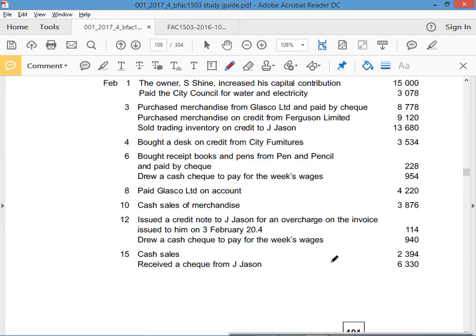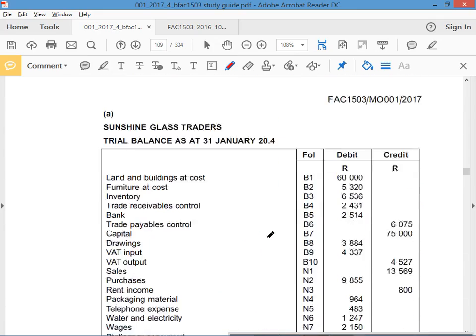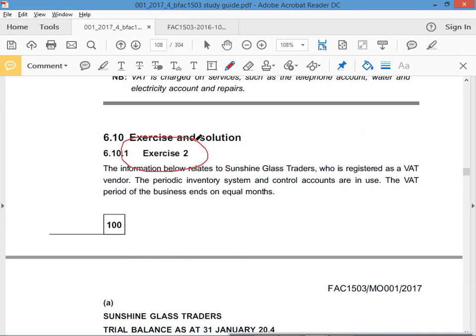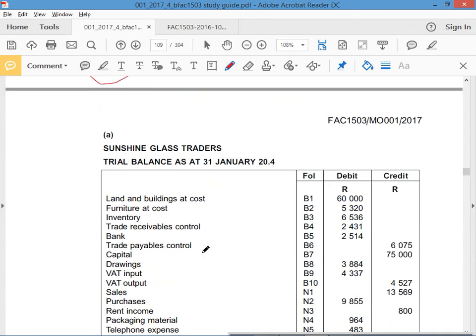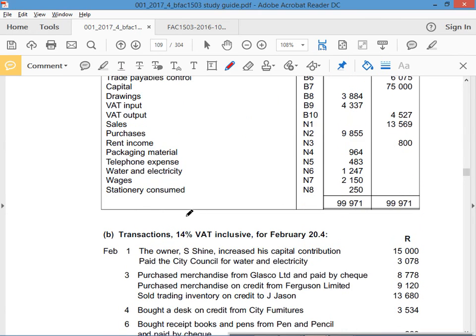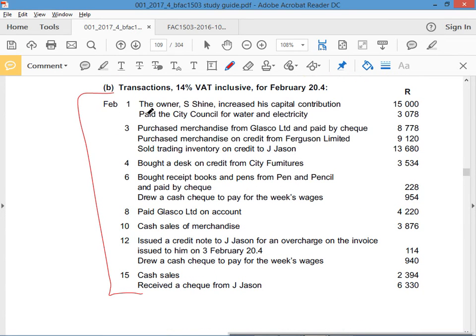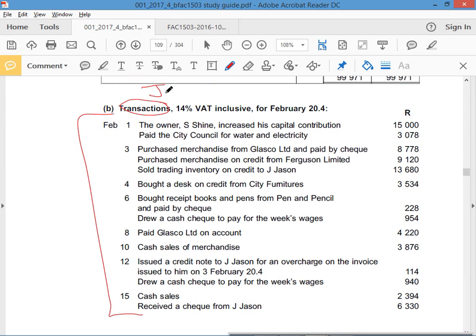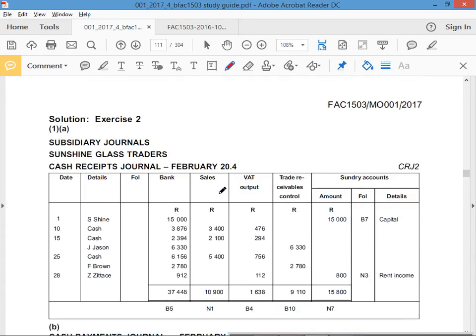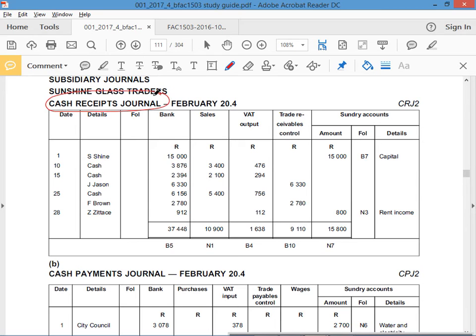Okay, so this is a nice one. Right, looking at Sunshine Glass Traders. Okay, exercise 2 in your textbook, page 100. Obviously they've given you a trial balance. Then they've given you transactions. Remember, transactions are recorded in journals. Right, so similar transactions will go to the same journal. Then I would go down the list and I would identify what are receipts, what are payments. All the receipts go to the cash receipts journal. There's the cash receipts. All the payments go to the cash payments journal. Right, and you've got the solution as well.